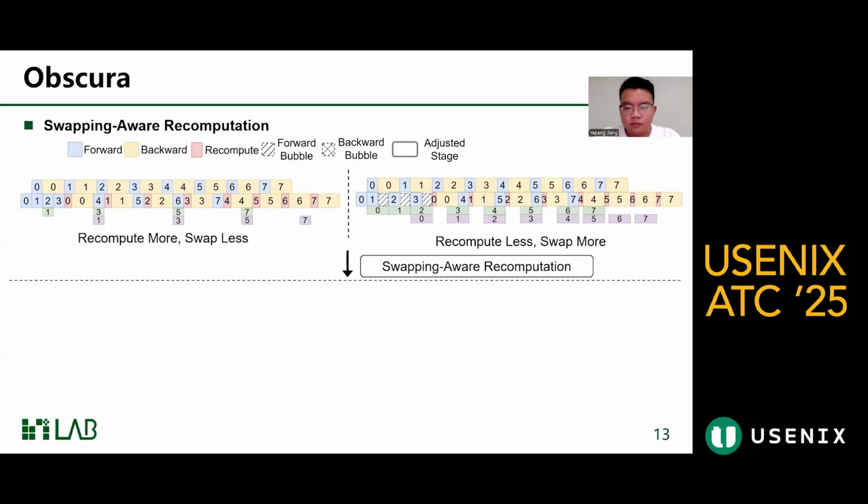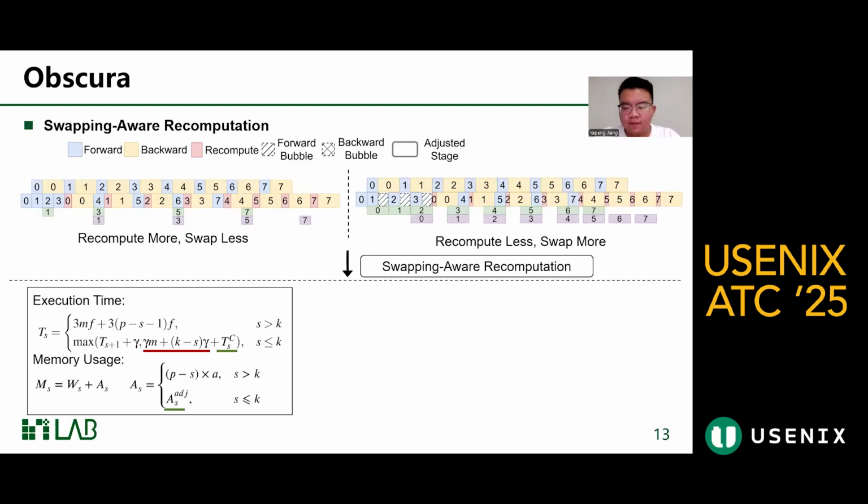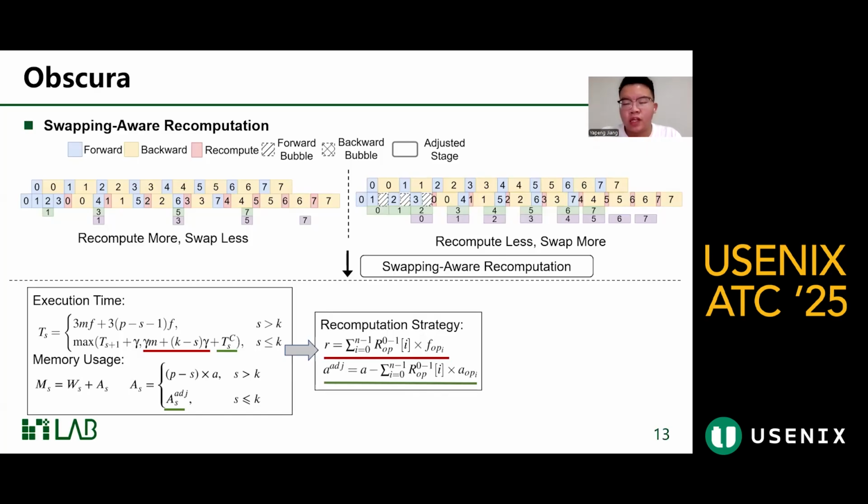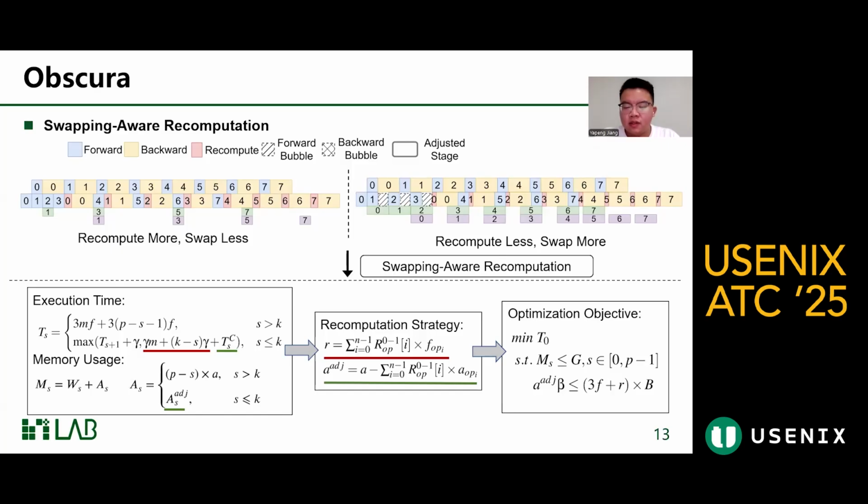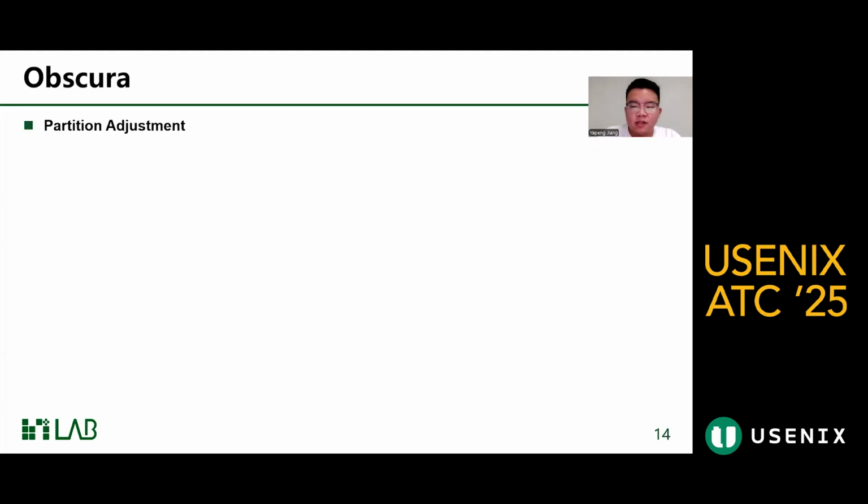To balance this trade-off, we propose a swapping-aware recomputation technique. We model the execution time and the memory usage of the Obscura pipeline, as shown in the left equation, where the red terms correspond to recomputation overhead and green ones to communication cost. The K represents the last adjusted stage. We also model recomputation strategies using a binary array to indicate whether each operator is recomputed. Finally, we formulate an optimization problem shown in the right equation to minimize the execution time of stage 0 while satisfying memory and bandwidth constraints.